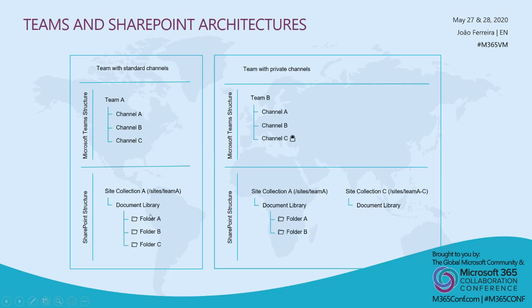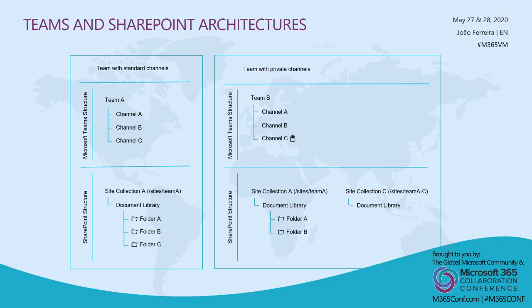So you have a document library for the team, and for each one of the standard channels you will have a folder. So you will have a folder A for channel A, folder B for channel B, and so on. So this was the first architecture of Microsoft Teams and SharePoint, but private channels are now a thing. They are available for a few months already.